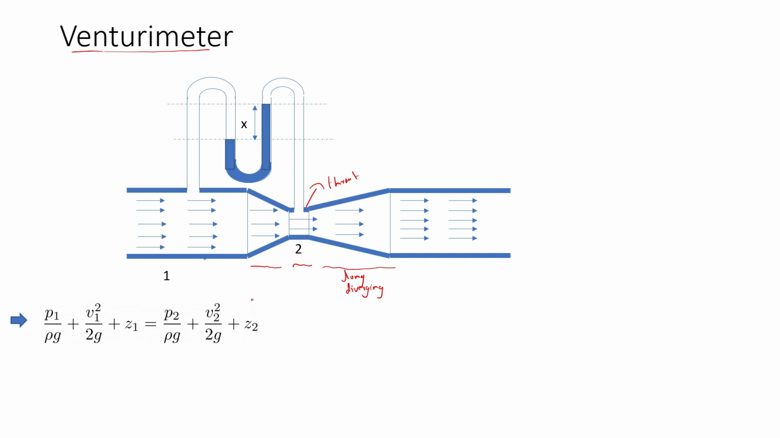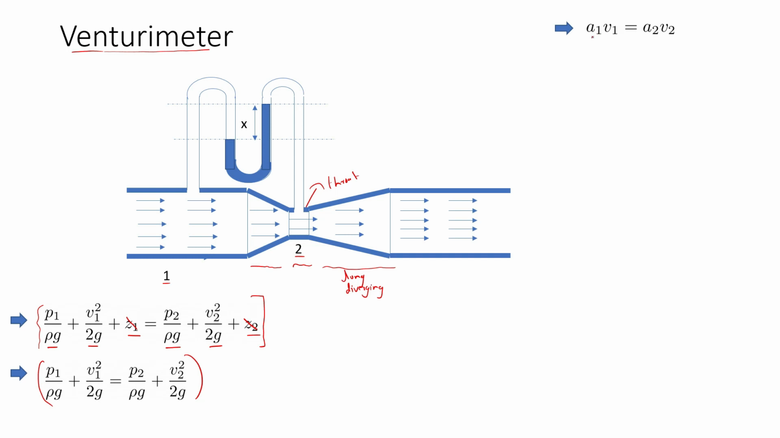So according to Bernoulli's equation, if you take positions 1 and 2, and assume that there are no losses, P1 by rho g plus V1 square by 2g plus Z1 is equal to P2 by rho g plus V2 square by 2g plus Z2. Since they are at the same level, you can cancel off Z1 and Z2. And you will get the following equation: P1 by rho g plus V1 square by 2g is equal to P2 by rho g plus V2 square by 2g.